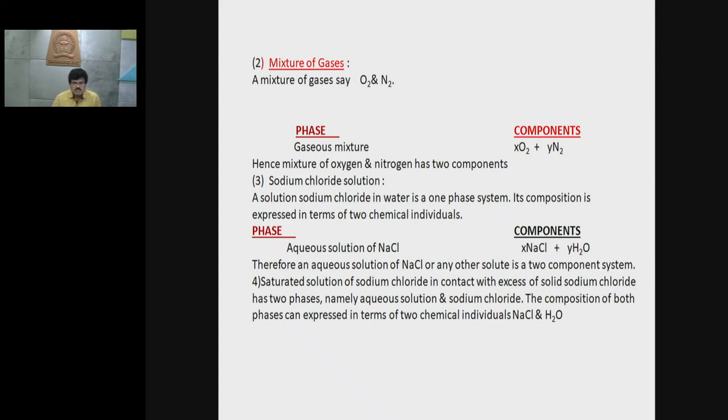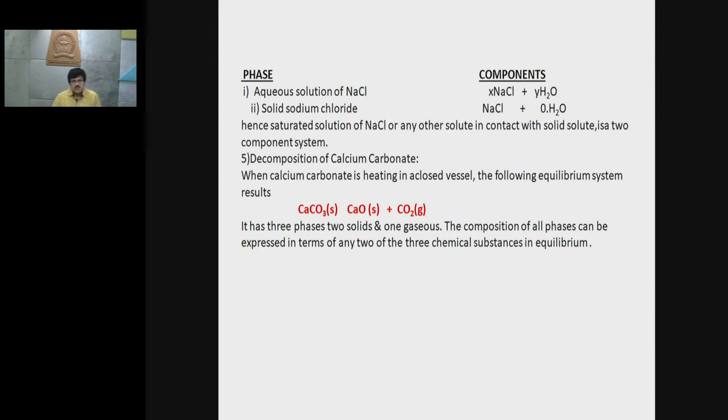Similarly, in the example of sodium chloride solution, a solution of sodium chloride in water is a one phase system, but its composition is expressed in terms of two chemical individuals, NaCl and H2O, so that the sodium chloride solution is a two component system. Therefore, an aqueous solution of NaCl or any other solute is a two component system. In another example, a saturated solution of sodium chloride in contact with excess solid sodium chloride has two phases, namely aqueous solution and sodium chloride. The composition of both phases can be expressed in terms of two chemical individuals, NaCl and H2O. So it is a two component system.